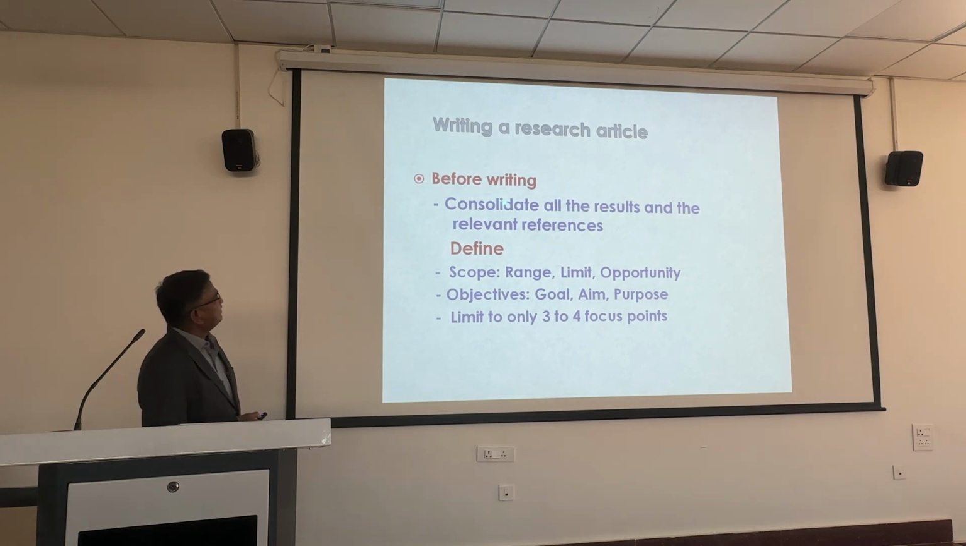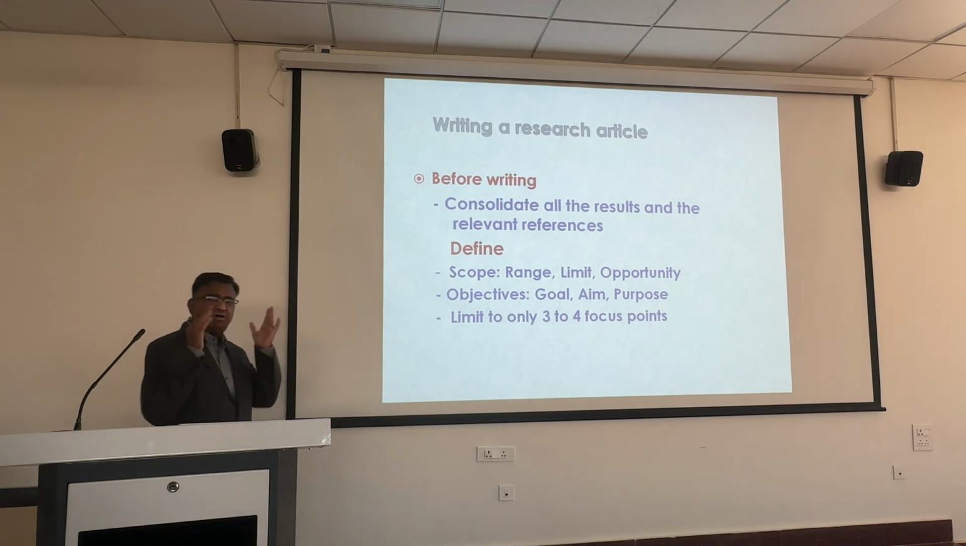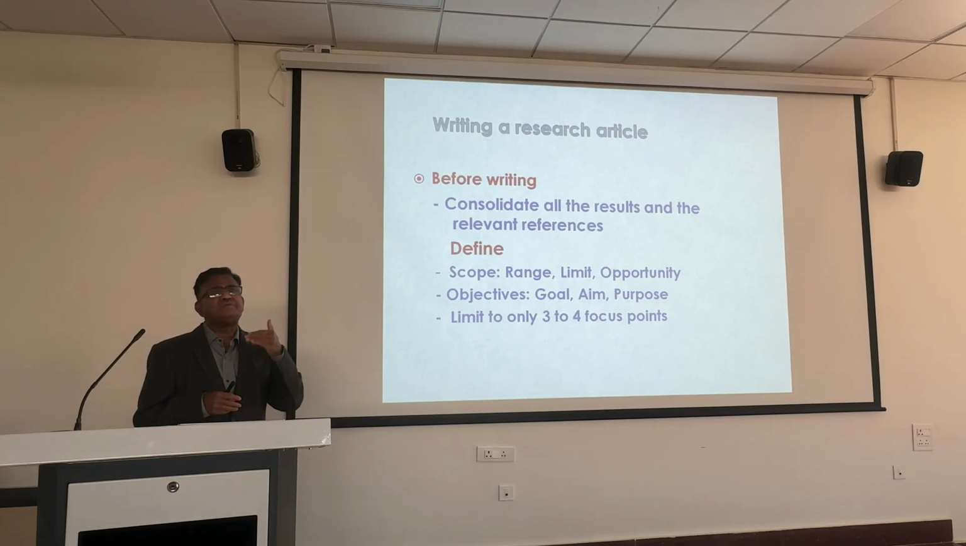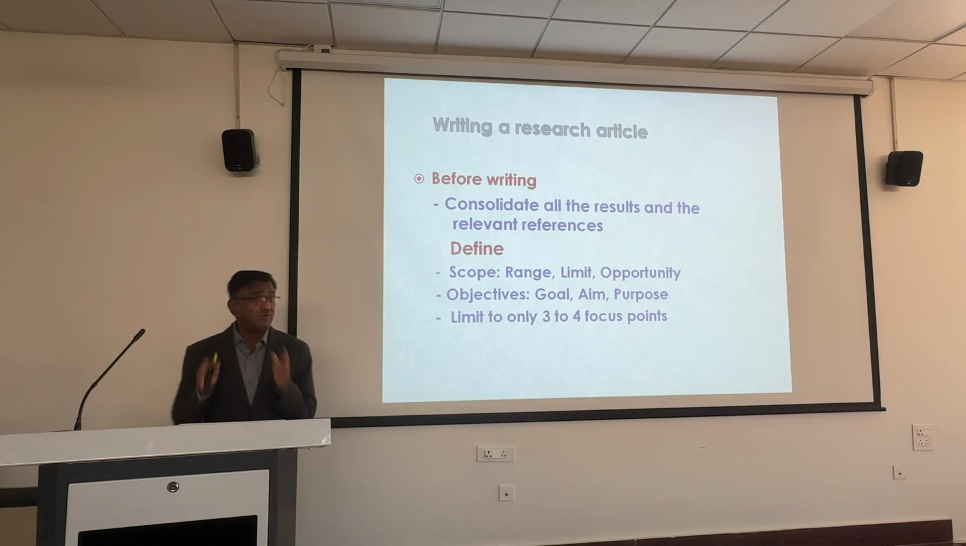Before writing, we have to consolidate all the results, whatever we have obtained. Staple them in the form of figures, keep it there. And then we have to identify what is the scope, range, limit and opportunity. The limitations of our research also should be mentioned. And wherever possible, we should not write that my work is the best, but we should be confident, right? My work should be published. I have done enough research, but it should not be overconfident.